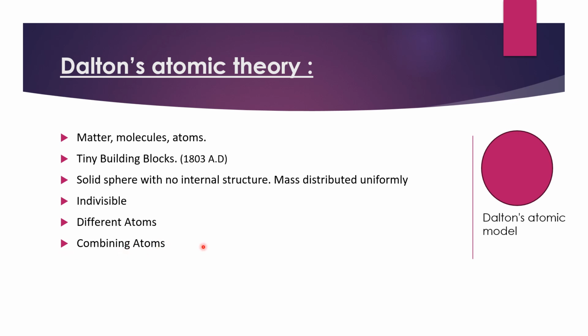The next one is combining atoms. Even though different substances are made up of different atoms, they can combine together chemically, in a specific way, and they make a compound. For example, an atom of oxygen and atoms of hydrogen can combine together and form H2O, which is known as water, right? So this is the basic Dalton's atomic theory, the very first atomic theory that was proposed in the history of atoms.